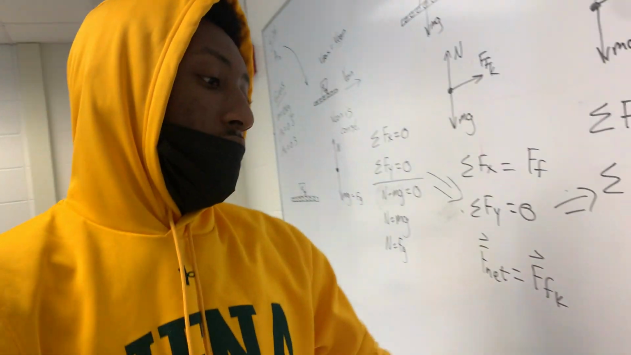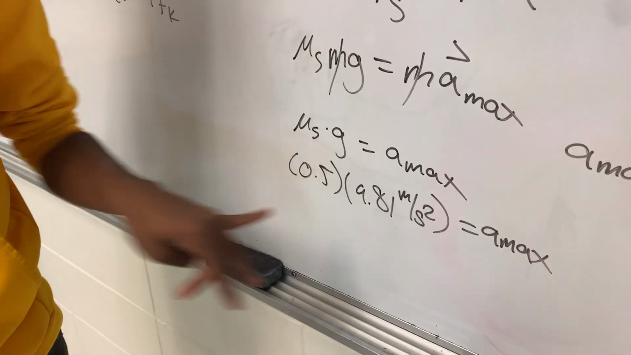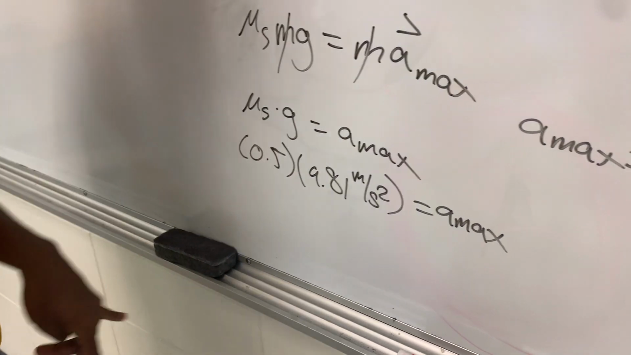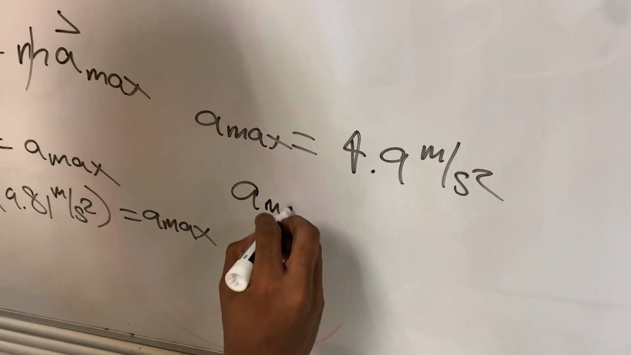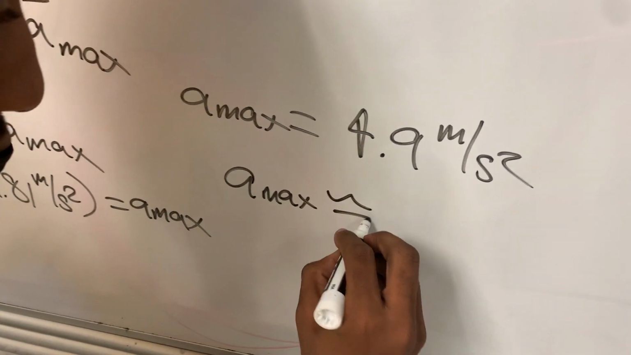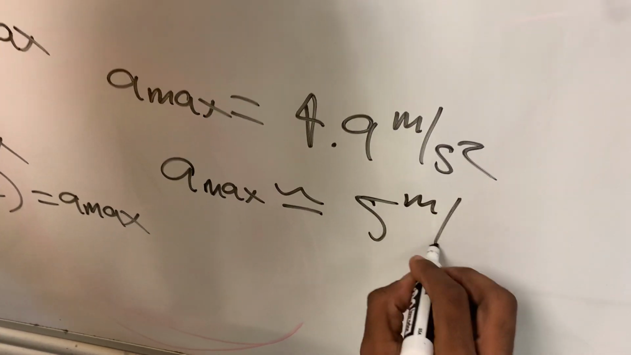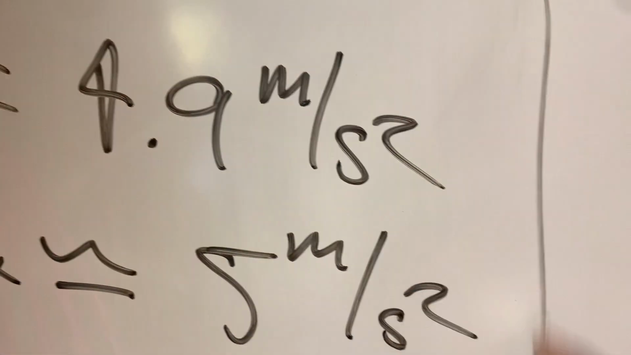If I wanted a fast computational way, since this is 9.81, you can round that up to 10, and then 10 times 0.5 is just 5. So you can put a max is approximately 5 meters per second squared. So those are the answers.